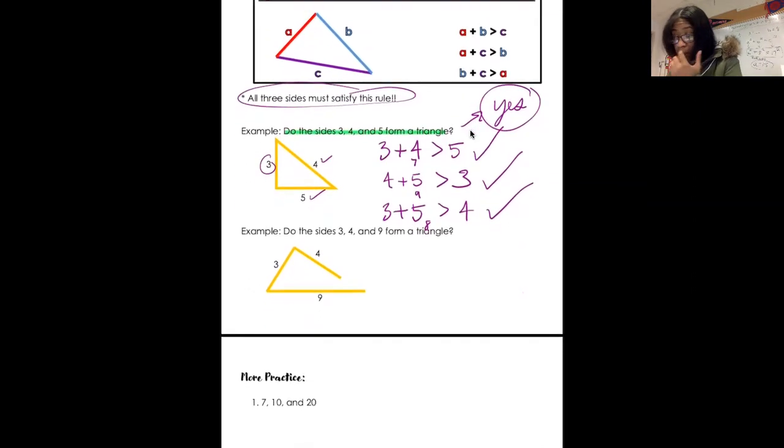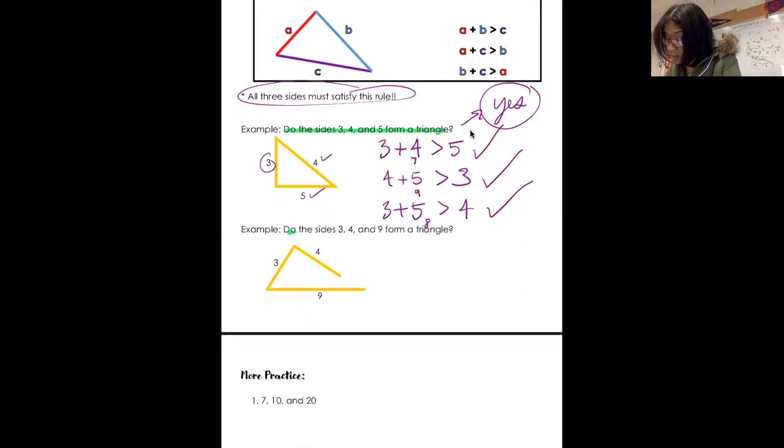Example 2, do the sides 3, 4, and 9 form a triangle? Now we got 3, 4, and 9. So let's start with 3 plus 9. That has to be greater than 4. 3 plus 9 is 12, and that is greater than 4, so that checks. Let's try 3 plus 4 should be greater than the third remaining side, which is 9. 3 plus 4 is 7. Is 7 greater than 9? No.